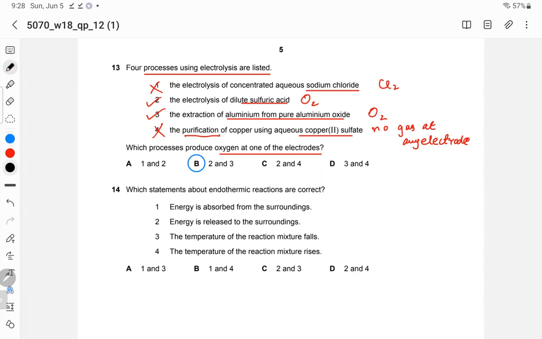Question number 14. Which statement about endothermic reactions is correct? Energy is absorbed from the surroundings, yes. Energy is released to the surroundings, no. The temperature of the reaction mixture falls, yes, if the energy is absorbed, the reaction mixture falls. The temperature of the reaction mixture rises, no, it happens in the exothermic reaction, sorry. So our statements 1 and 3 are correct, which means A is correct. If anyone has any confusion, please ask.